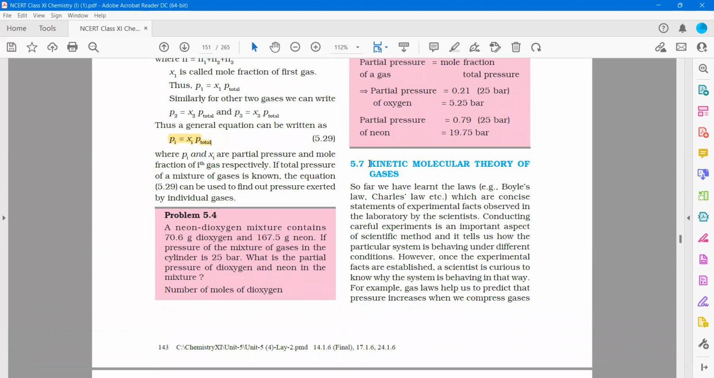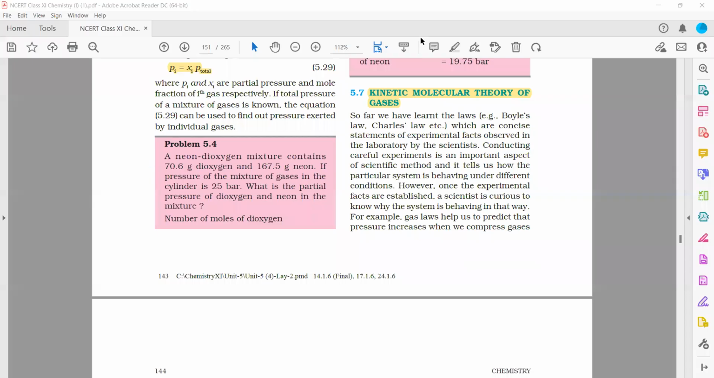Now, let us study the kinetic molecular theory of gases. So far, we have learned the laws, that is Boyle's law, Charles' law, etc., which are concise statements of experimental facts observed in the laboratory by scientists. Now, conducting careful experiments is an important aspect of the scientific method, and it tells us how a particular system is behaving under different conditions.